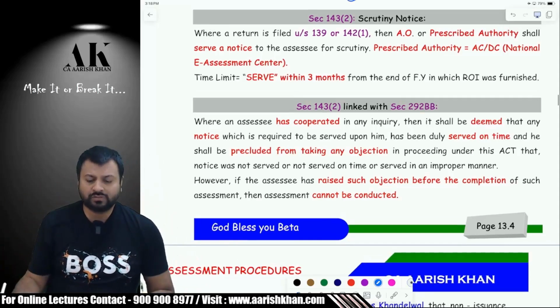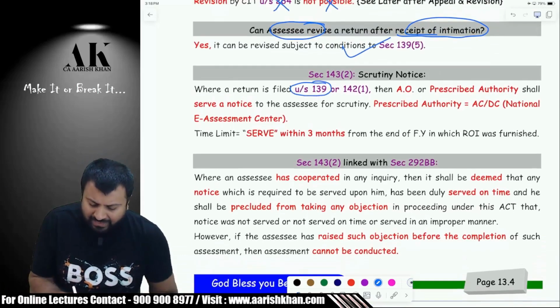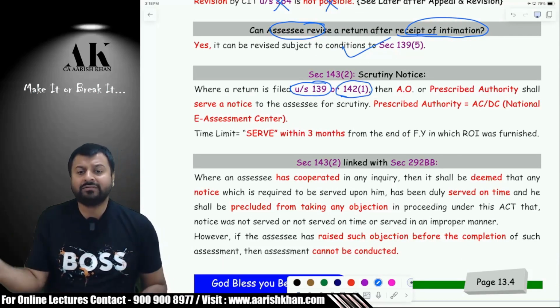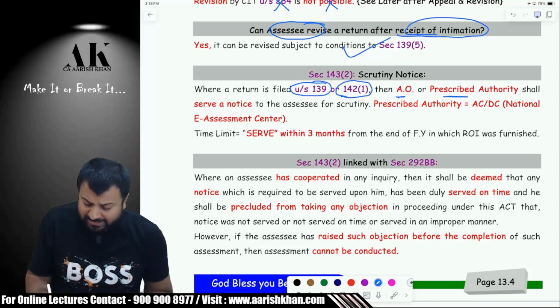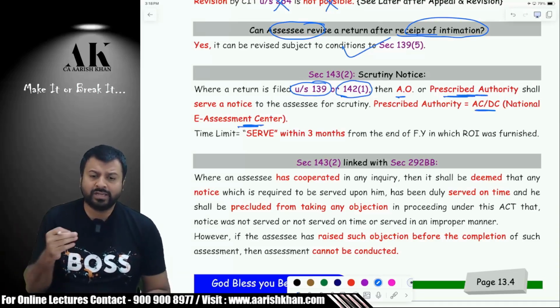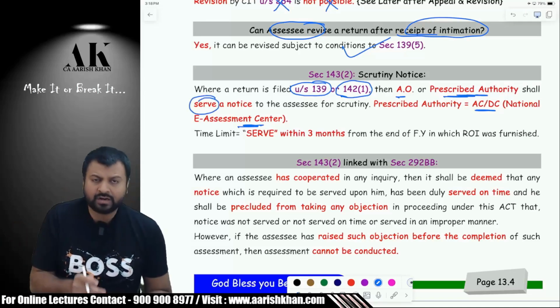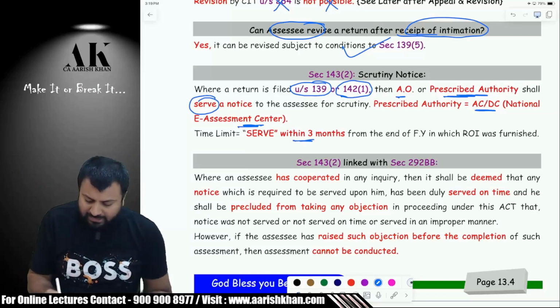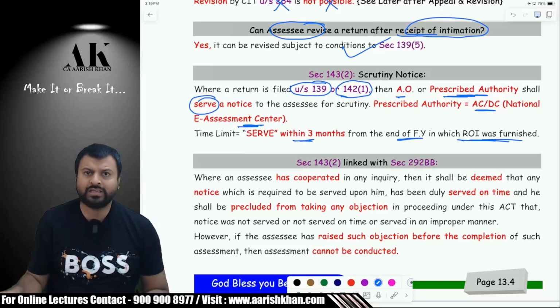The scrutiny notice will be served to those people who have filed a return under 139 or under 142(1). The AO or the prescribed authority, which is Assistant Commissioner, Deputy Commissioner, National Faceless Assessment Centre, will serve your notice. Serving a notice means you should receive a notice within how much time? Within 3 months from the end of the financial year in which the ROI is furnished.